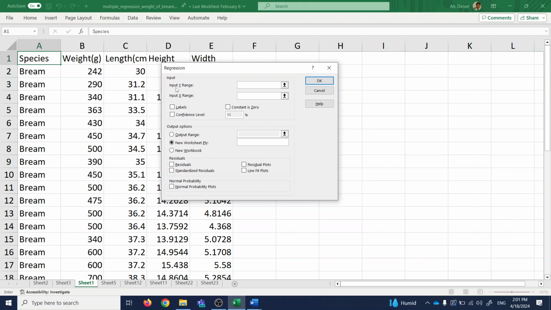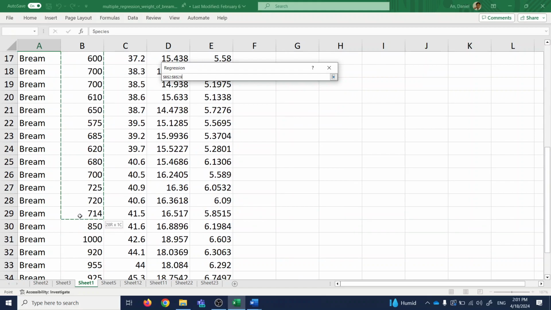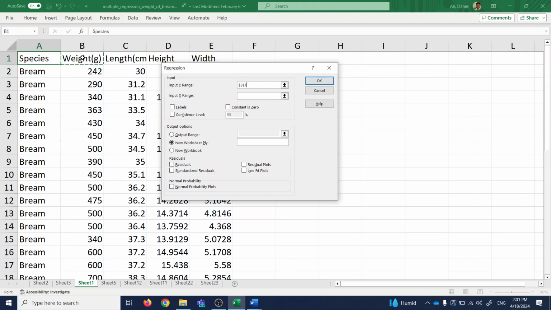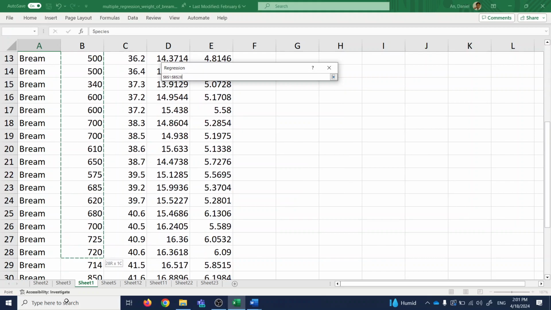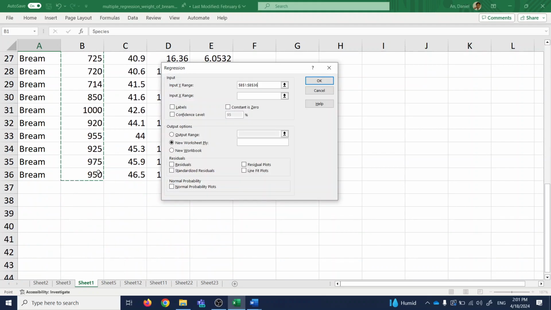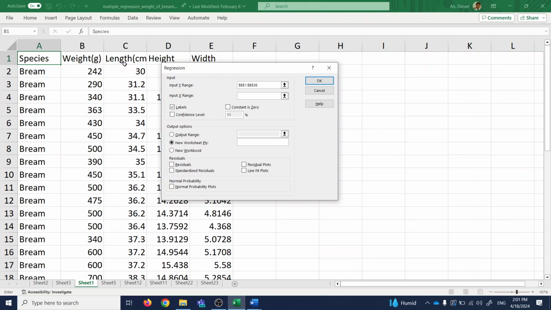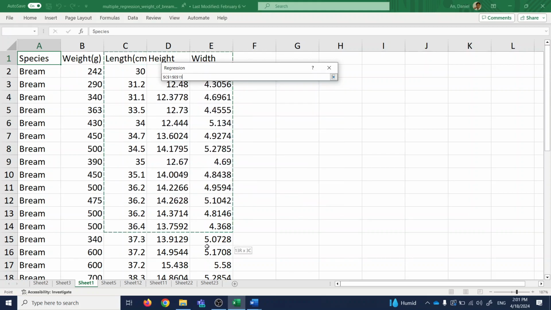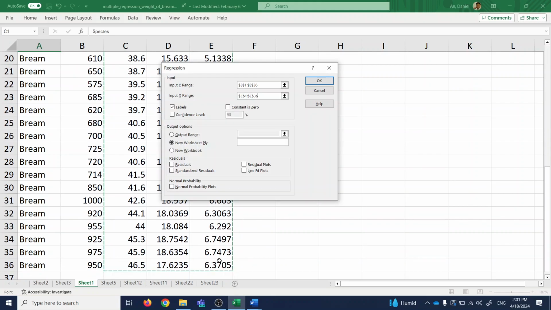And since we want to predict the weight, input Y range will be this one. Oh, by the way, you probably want to include a header so that the output is easier to read. So you do this, and then we click the label so that it knows that the very first part is a label. And then for the X range, it's not just length, but length, height, and width, so you have to select all of them. So this will be your X. And then that's it.